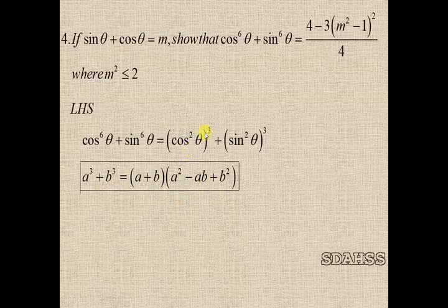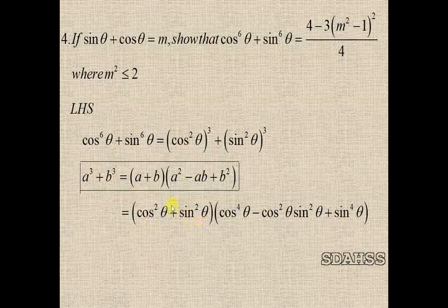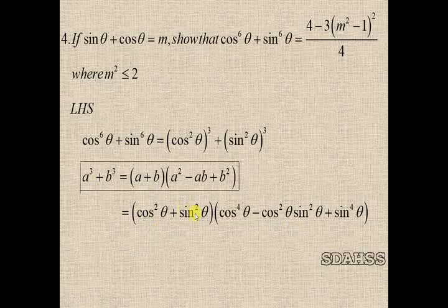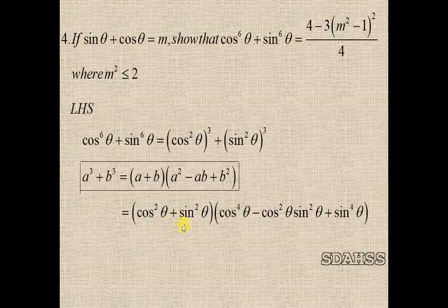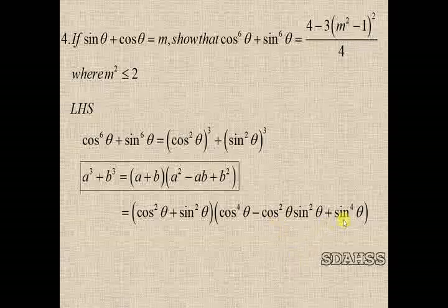So (cos square theta) whole cube plus (sin square theta) whole cube can be written as (cos square theta plus sin square theta) into (cos power 4 theta minus cos square theta sin square theta plus sin power 4 theta). But we know that cos square theta plus sin square theta is 1. So remaining you have cos power 4 theta minus cos square theta sin square theta plus sin power 4 theta.